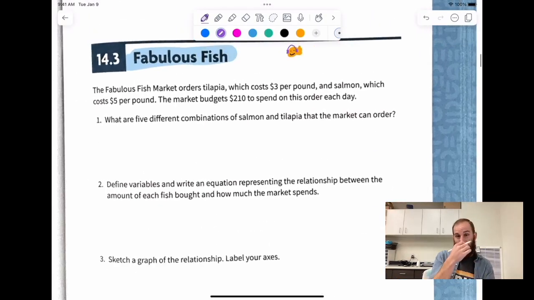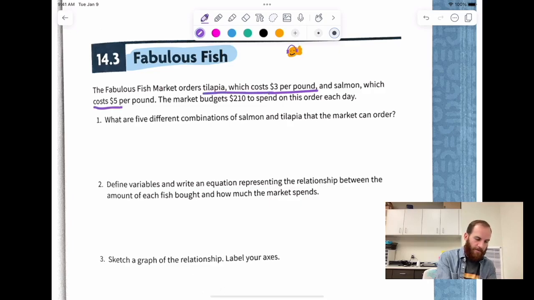Okay. So let me go through how I did this, all right? So here we've got fabulous fish market, right? Obviously, why Phyllis is here. Okay, orders tilapia. Now the tilapia costs $3 per pound. Salmon costs $5 per pound. I'm going to write salmon here. It's up here, but if I underline it, it's just too close to the other one. I like to separate things. The market budgets $210 to spend on this order each day. Okay, great. So in a day, we are able to spend $210.